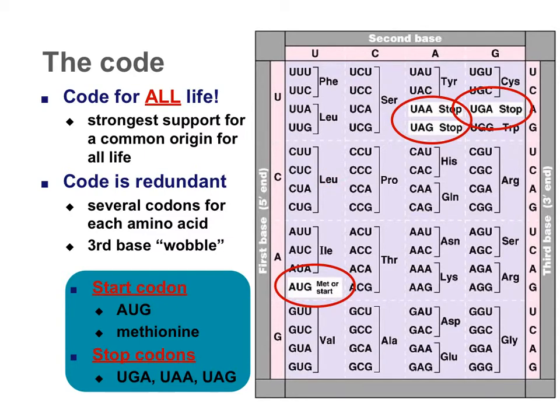There are also some special ones. You'll get used to seeing this: AUG. This codon is almost always the start codon. It is the start codon for the process, but it codes for the amino acid methionine. And then there are three different stop codons, the three-letter triplets in mRNA that signal the stopping of the process.